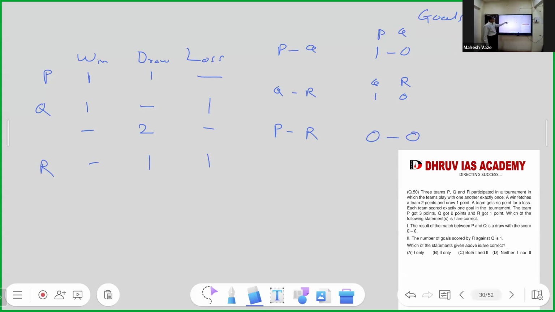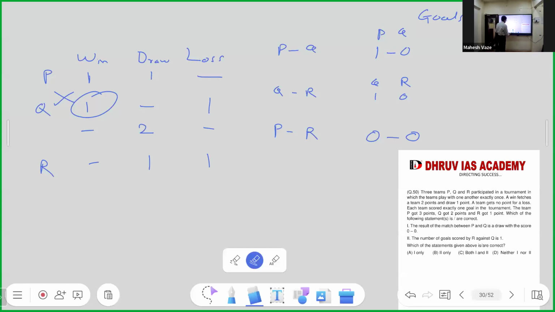But now for this assumption, see R, there is no scope for R to score any goal, which cannot happen because R has also scored 1 goal. See, his points are okay, but that means our assumption that Q has won a match is wrong. So that means Q has drawn the matches. So now we will see what happens if Q has drawn the matches.